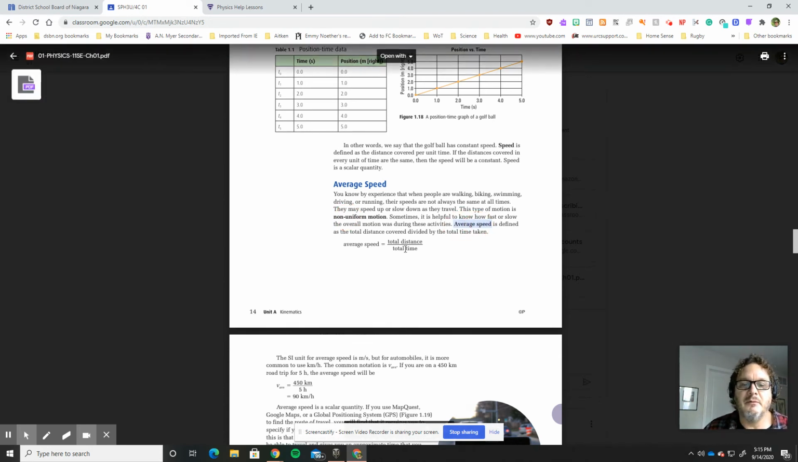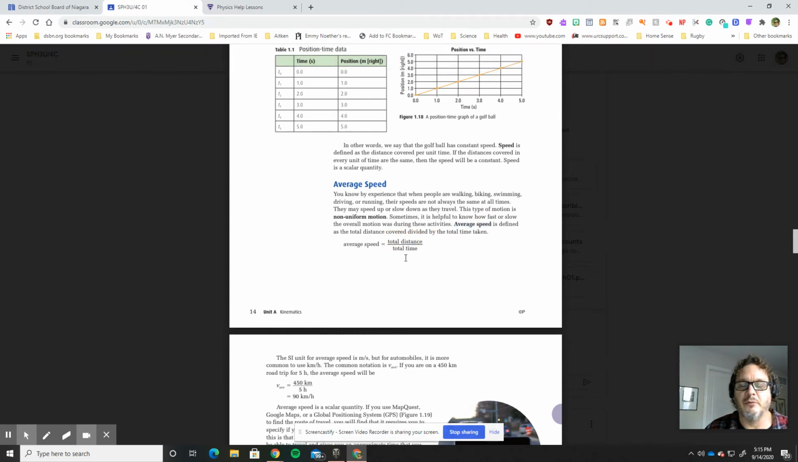Average speed, really you take your total distance. So if you ran around a 400-meter track twice and it took you 2 minutes, then you would have gone a total distance of 800 meters in a total time of 120 seconds, and you could figure out your velocity from there. You'd be 800 meters divided by 120 seconds, and you would get your speed in meters per second.